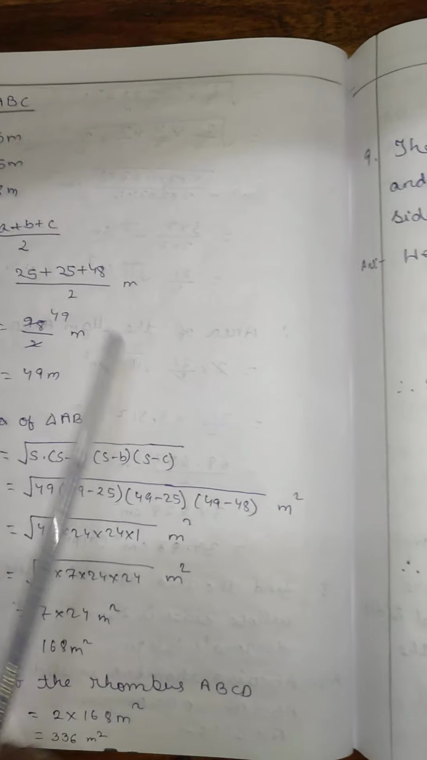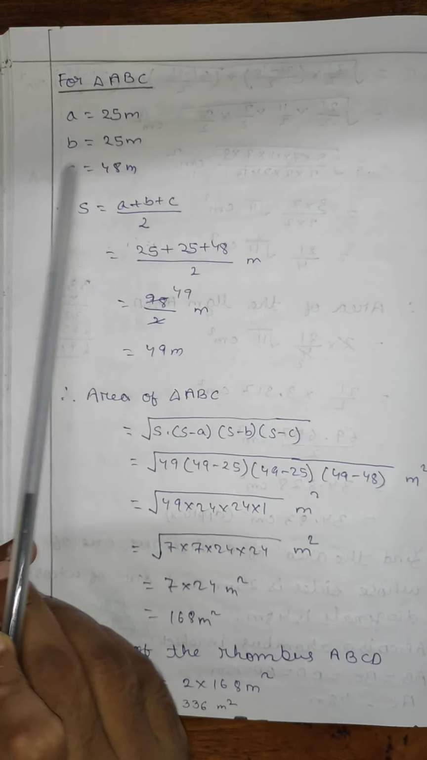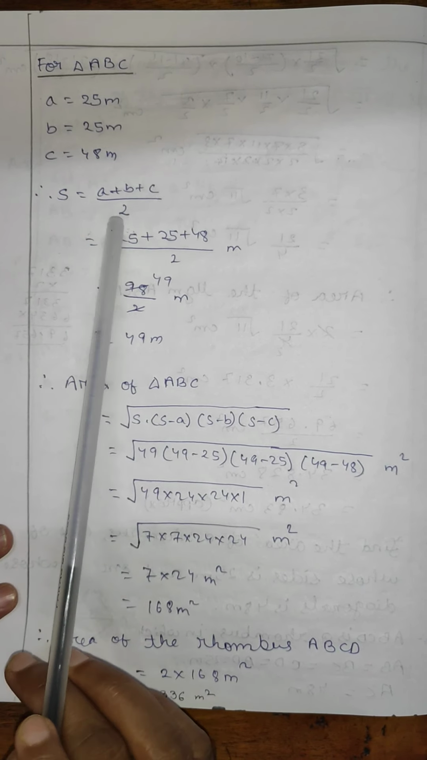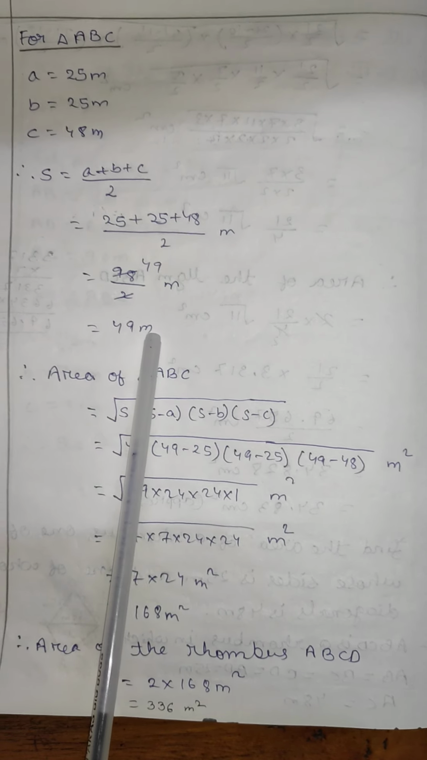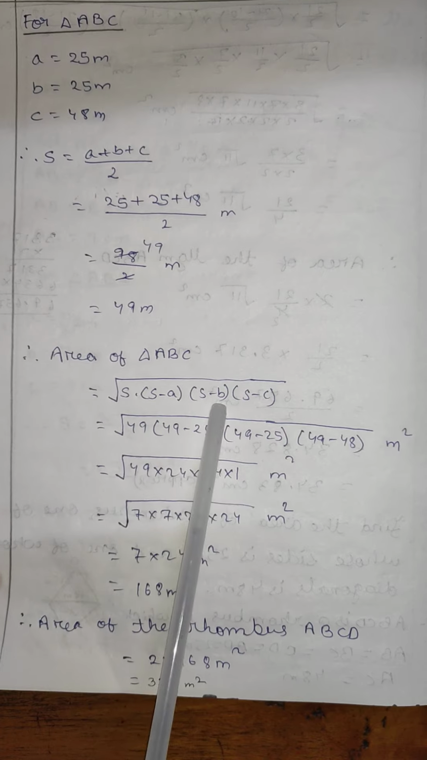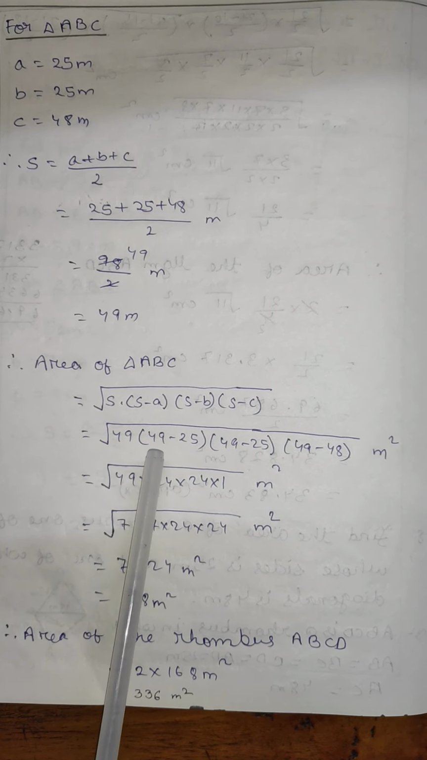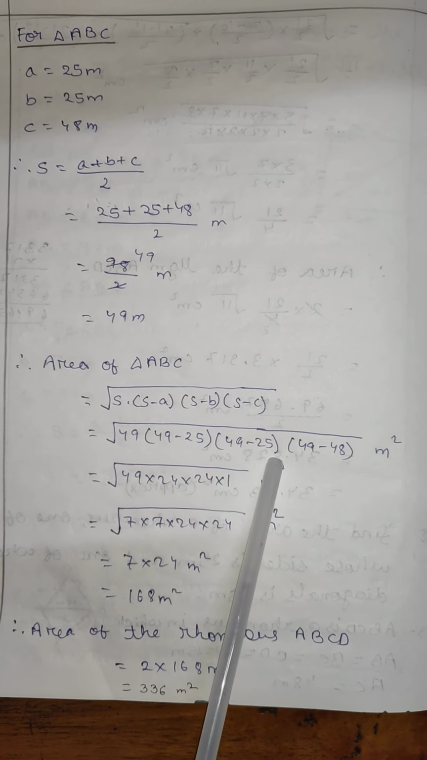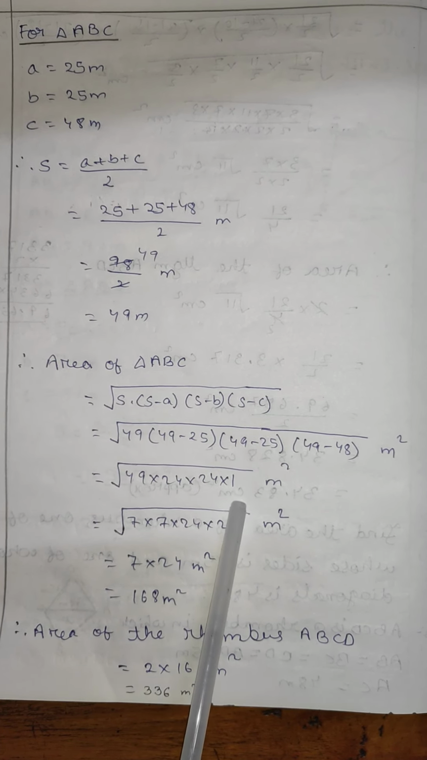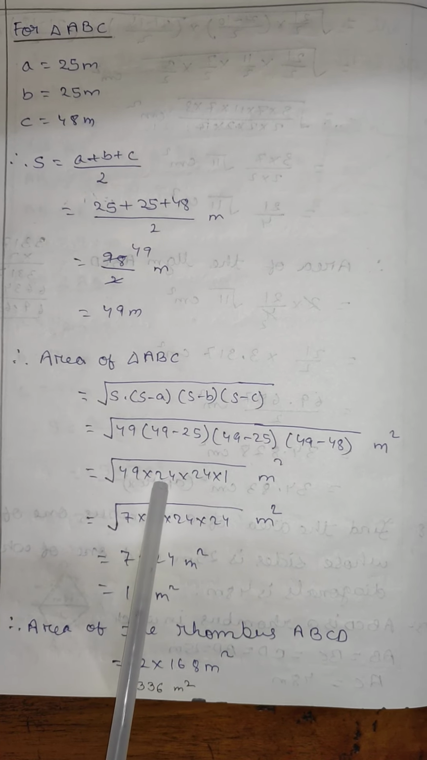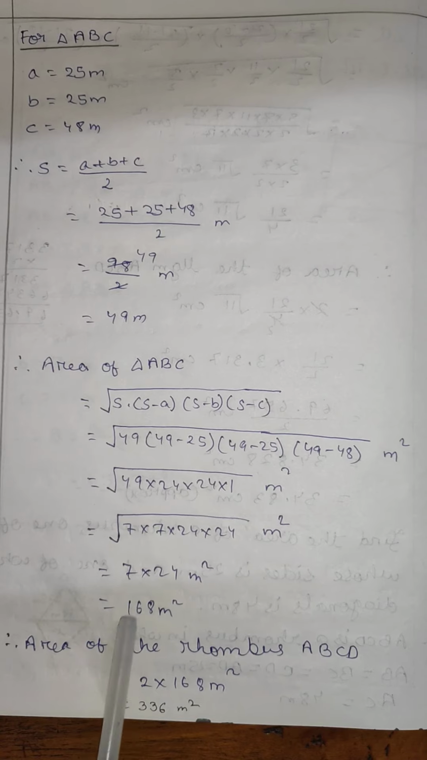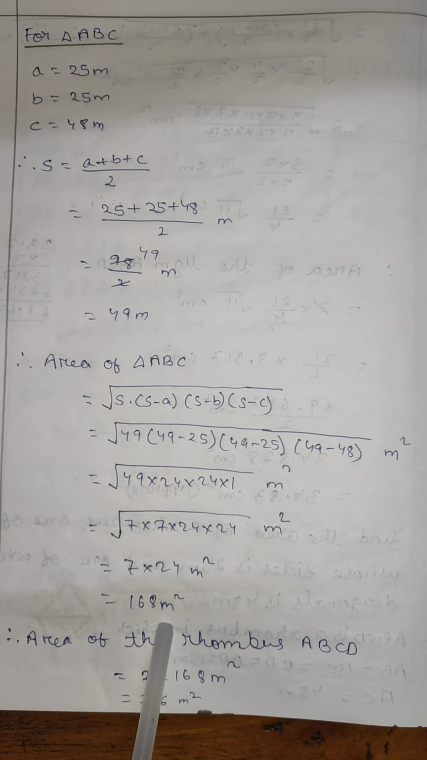After that, for triangle ABC, A, B, C should be selected 25, 25, 48. Then calculate semi perimeter, (A plus B plus C) by 2. Result is coming out 49 meter. Then area of triangle ABC, square root of s into (s minus a), (s minus b), (s minus c). 49 into (49 minus 25), (49 minus 25), (49 minus 48). After subtraction, this came out. Now 49 you can break 7 into 7, and since double 24 you have already, you don't need to find the factors. Now inside double, outside single, result is coming 168 meter square.